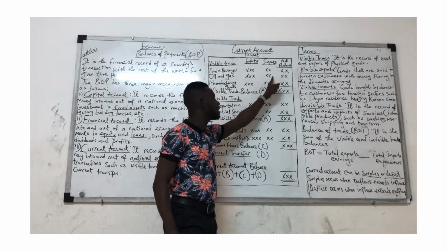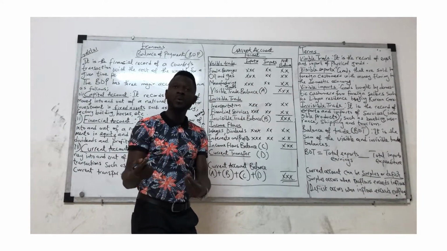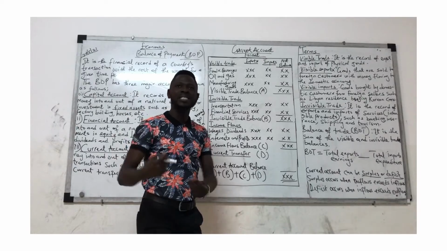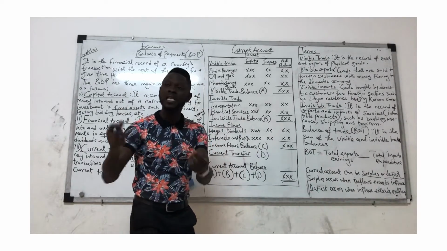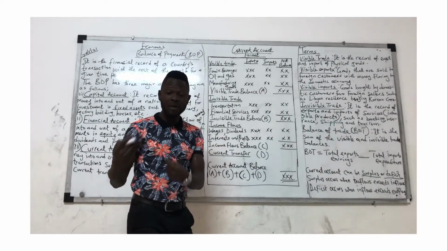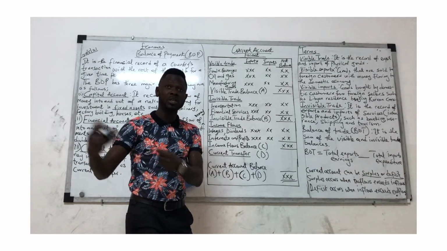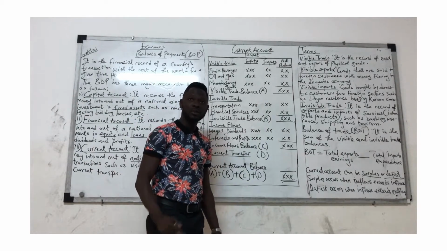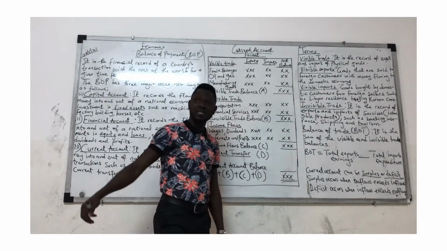Do we get it? Export is our revenue. The money comes back to us. Import means we are paying out. That's an expenditure. So we have export revenue, import expenditure. Do we get it? The difference between our export revenue and our import expenditure is what we call net balance. So export revenue minus import expenditure is net balance. Do we get it?